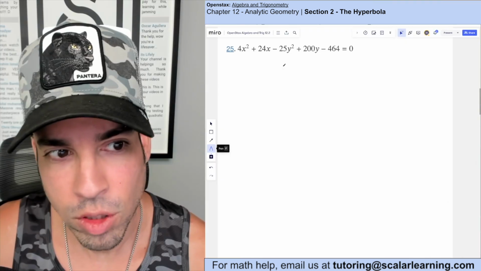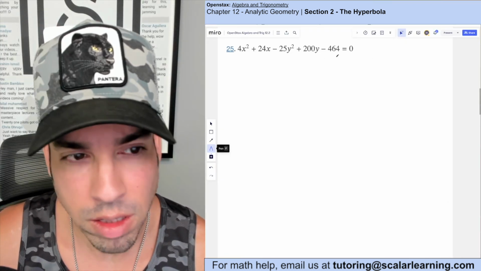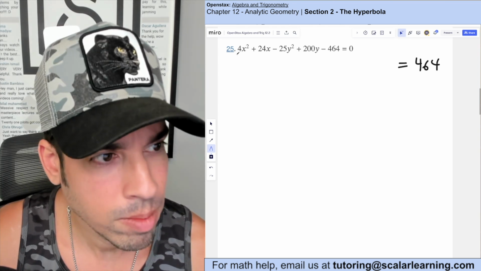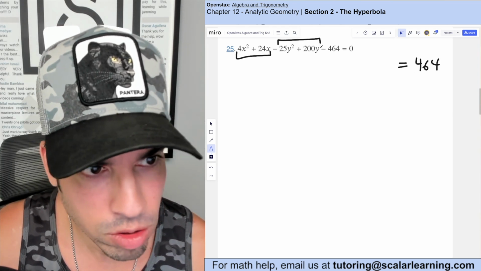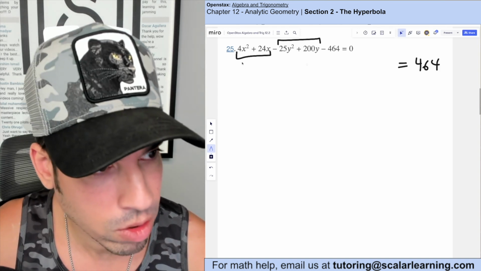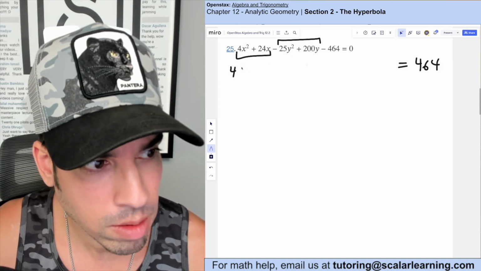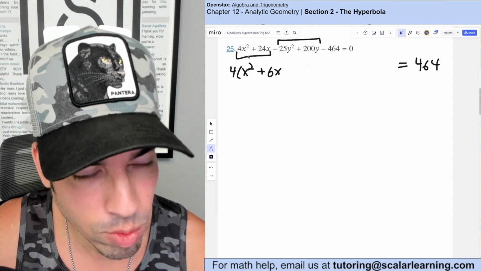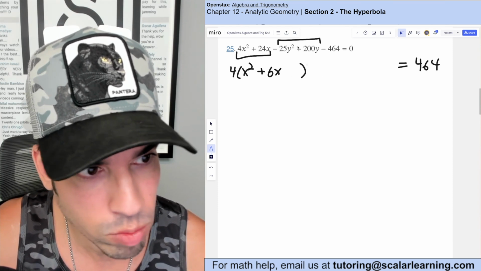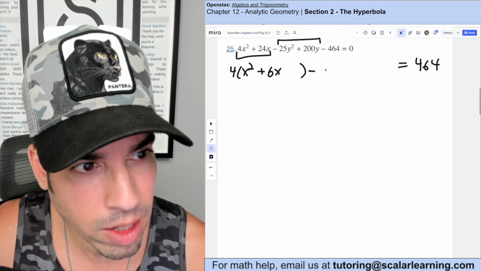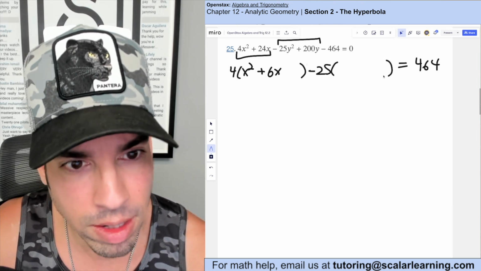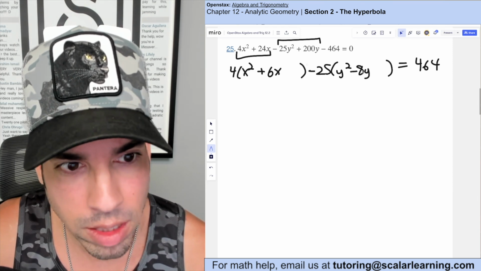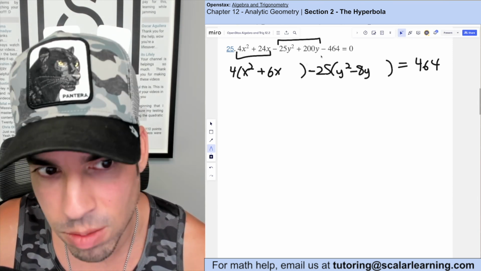Done. So for this one, we want to start by getting it into our nice standard form. First, I'm going to add 464 to the other side. And then I'm going to group these two together and these two together. And we're going to factor out those leading coefficients. So for the x's, I'm going to factor out the 4. And then we got x squared plus 6x, right, dividing both by 4. And then we'll leave a little bit of room. For the y squareds, I'm going to factor out the -25. And then we have y squared minus 8y, right? -8 times -25 brings us back to 200.